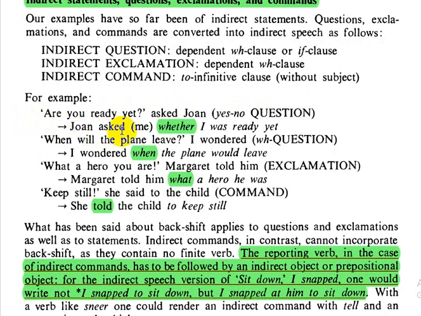Juan asked me whether I was ready yet. So here we have the change of the tense, and we don't insert "that" because we have a yes-no question. "Are you ready yet?" This is a question, not a statement, so we have to pay attention to this.